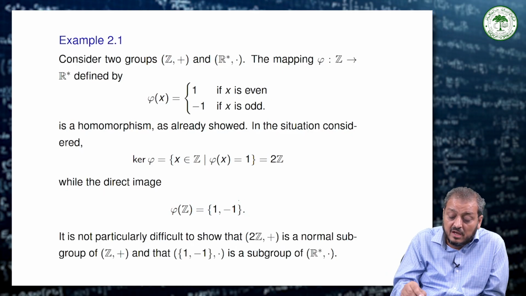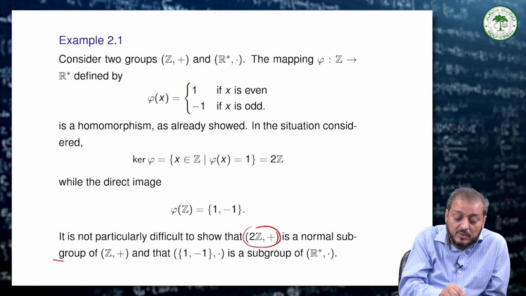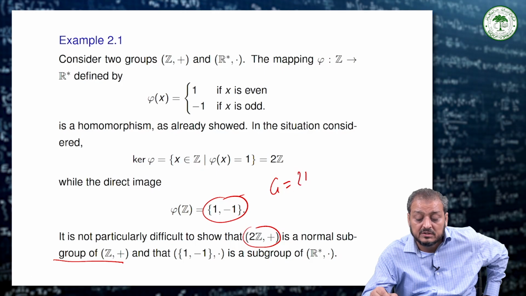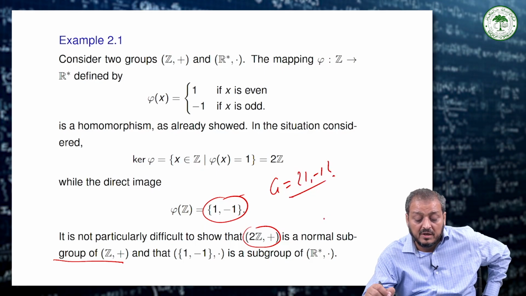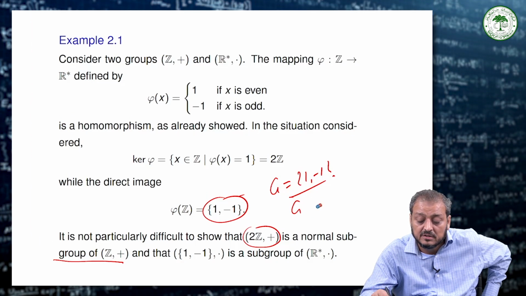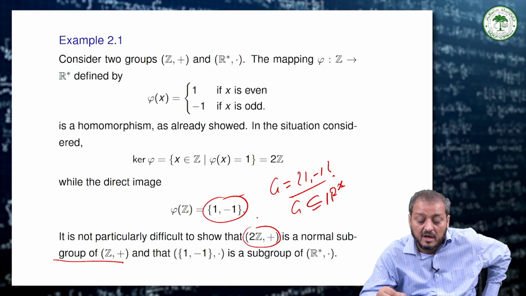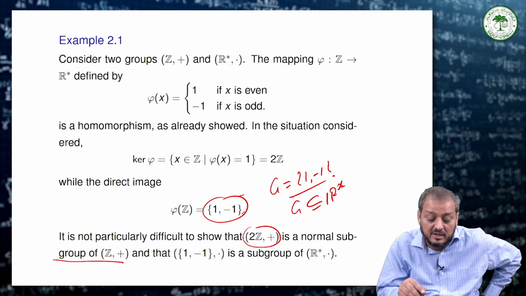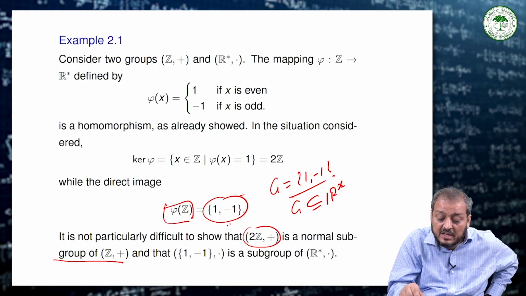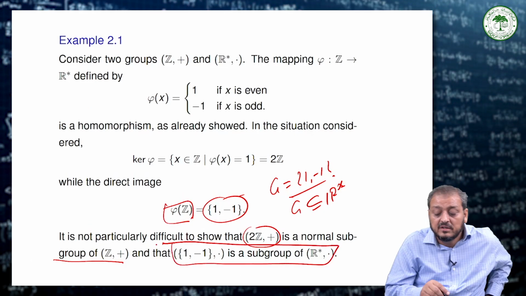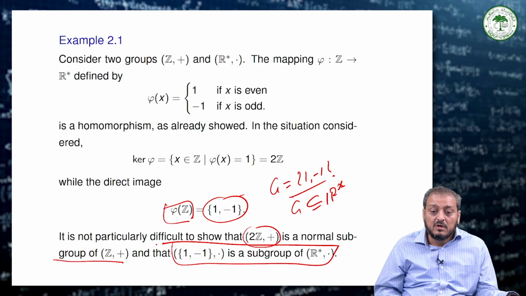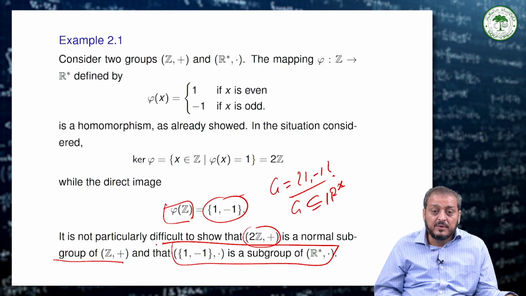So, we say that 2Z under addition is a normal subgroup of Z. If we take any group, 1 and minus 1 is a group under multiplication, and clearly it is a subset of R star, which is also a group under multiplication. This means phi of Z is clearly a subgroup of R star, the set of non-zero real numbers. So, this completes the example.